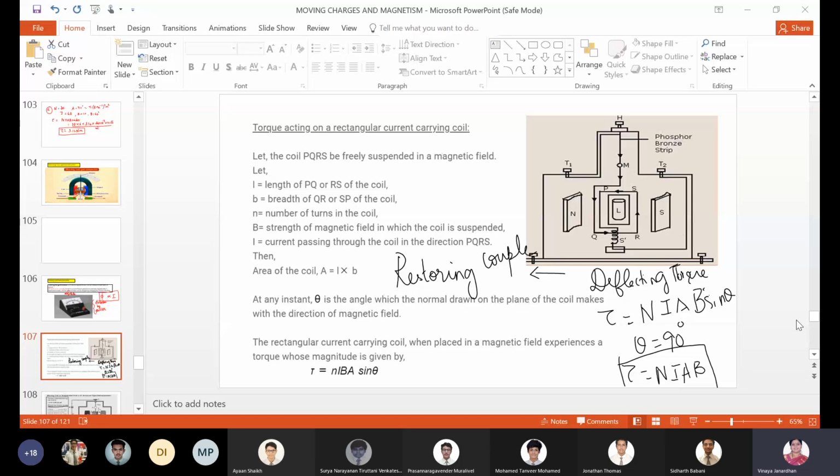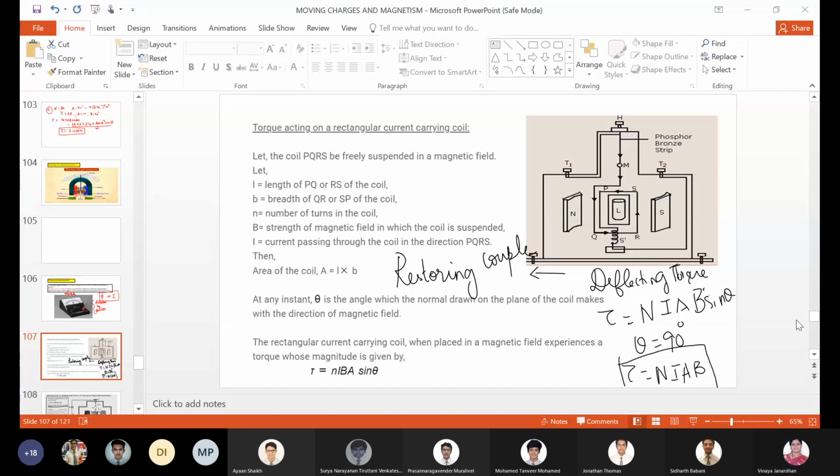Now, what happens when the coil undergoes a torque? It begins to rotate. Because of inertia, the coil keeps on rotating, and then the pointer attached to the coil keeps on oscillating. Please understand, boys. When the coil undergoes a torque, it rotates, and because of inertia, it keeps rotating. Then the pointer keeps oscillating, but the pointer has to be fixed, which means there should be a restoring torque.